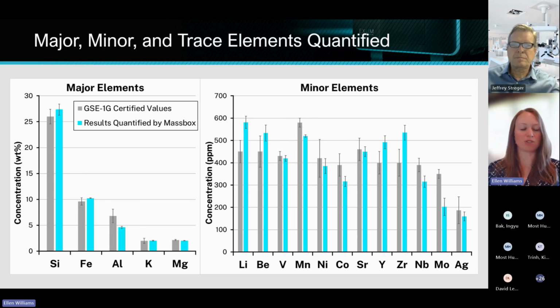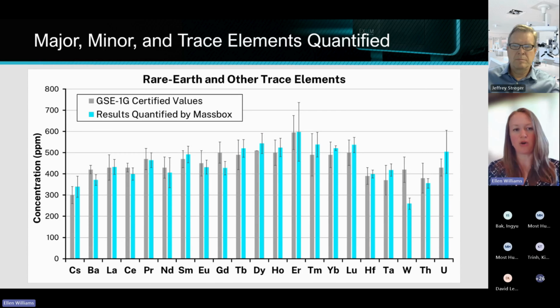And then the error bars on the certified values were reported on the certificate of analysis. And so you can see that, not only can we quantify those major elements as well as those minor elements with a high degree of accuracy, we're measuring the lithium, the beryllium, as well as the metallic elements. And then on the next slide, you can see all of these rare earth and other trace elements all the way up to thorium and uranium. So again, that lithium to uranium, quantifying in the hundreds of parts per million these trace elements just directly from a solid material, all within about 30 minutes.